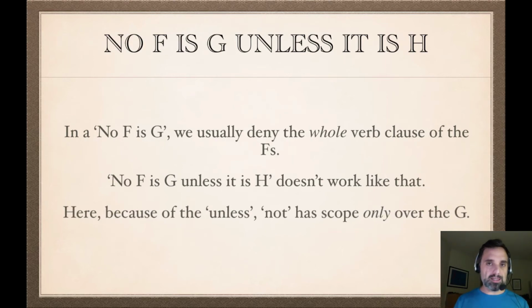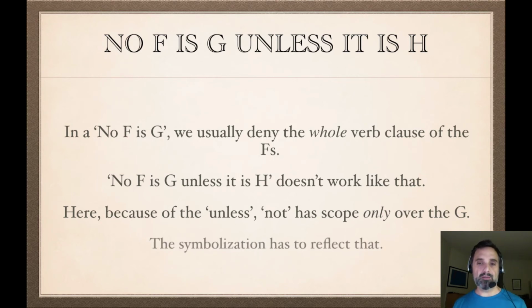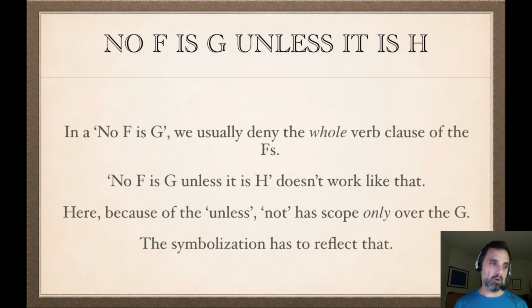What the "unless" is doing, part of it is that it takes the negation and moves it from having scope over the whole verb phrase, G or H, to just part of the verb phrase, G. And then the "unless" says, by the way, it's not all the Fs that this not-G is held true of, it's a smaller group, the Fs that are not H. So our symbolization needs to reflect this fact about how "unless" works. Now, we're not going to get more into how "unless" works than that. I just wanted to show you that there are some interesting constructions in English and that our symbolic language can capture some of them.